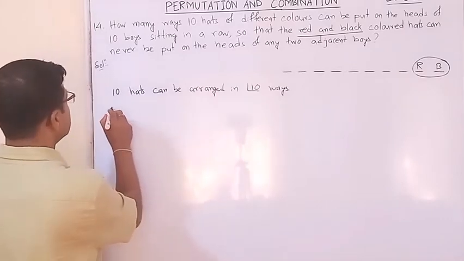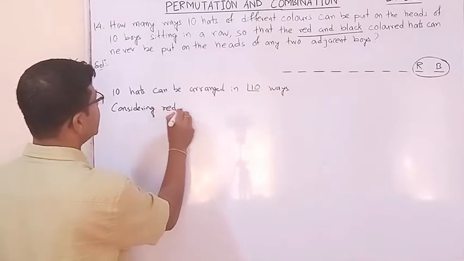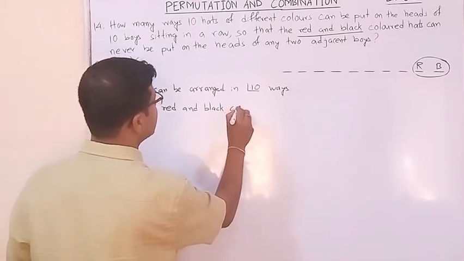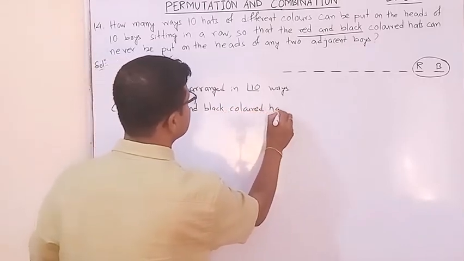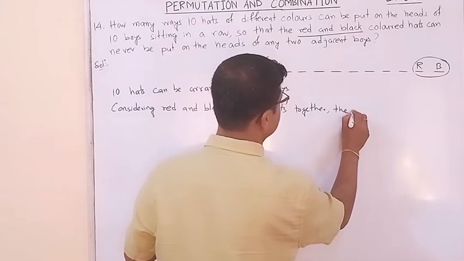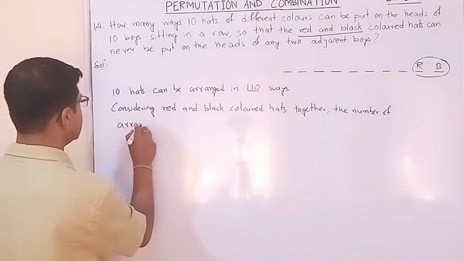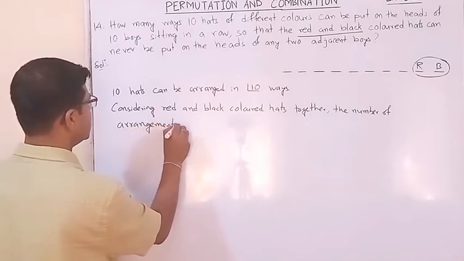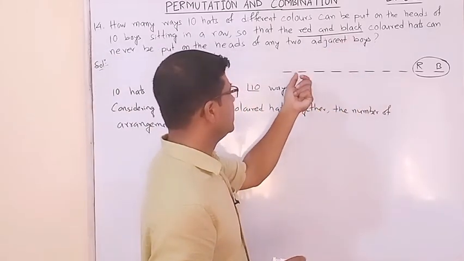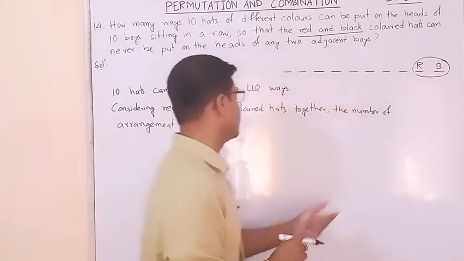So considering red and black colored hats together, the number of arrangements will be equal to, you see, we have considered that there are 9, factorial 9 ways to do that. How? Let us count again. 1 2 3 4 5 6 7 8, they are together, so factorial 9 ways.